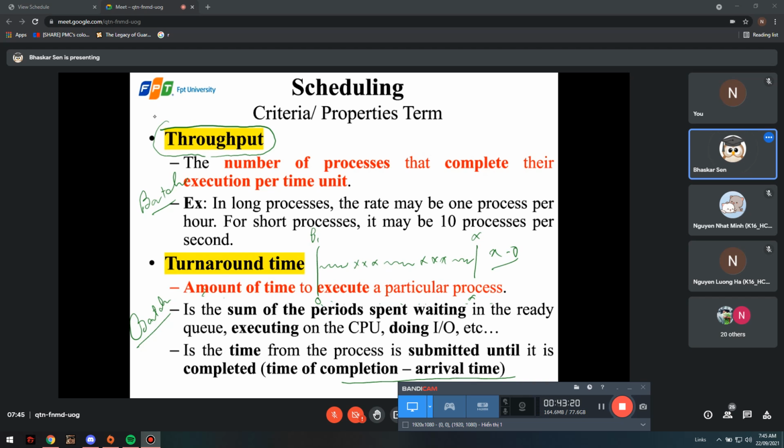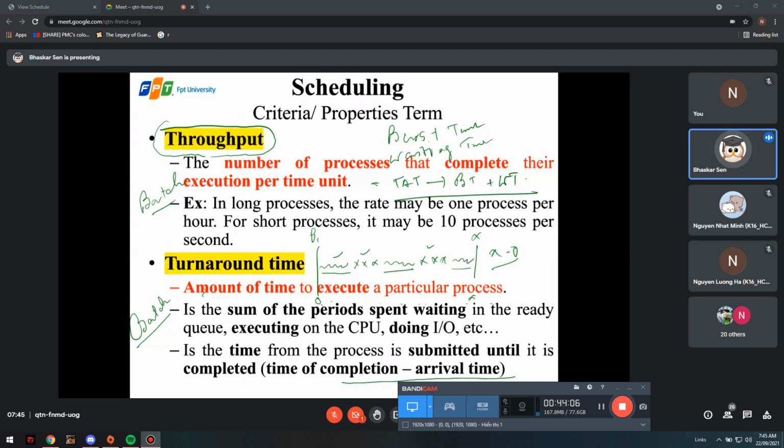That means it's good to remember how we calculate. These executing parts are what we call the process burst time. So there are two words. One is burst time, and these other parts are called waiting time. So turnaround time literally means burst time plus waiting time.